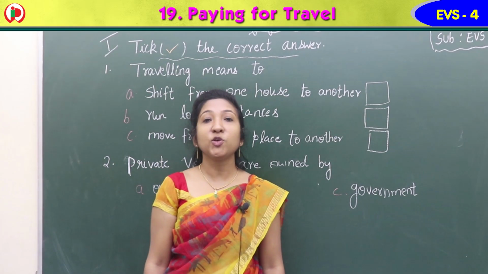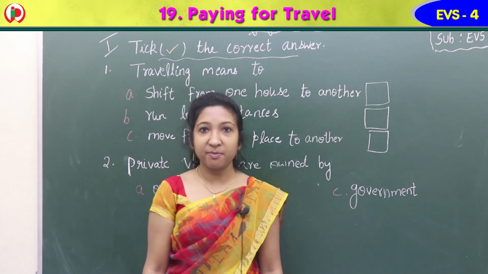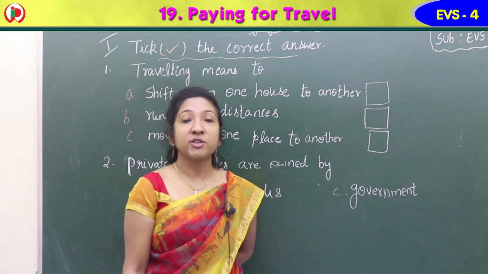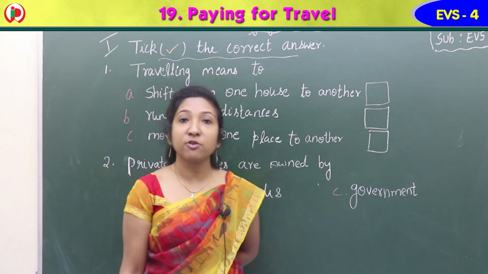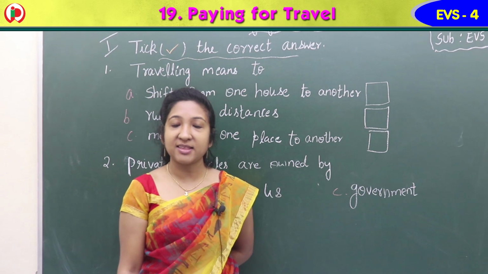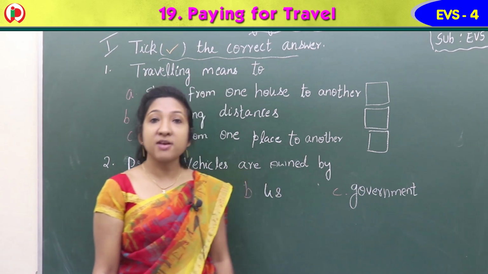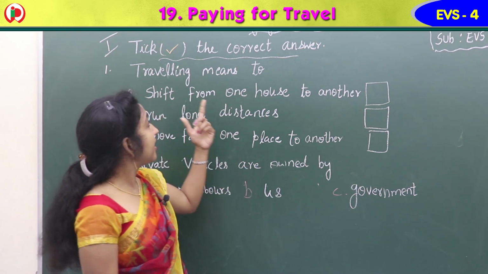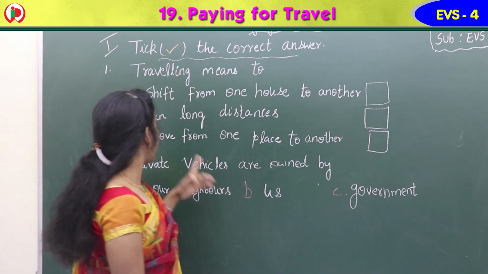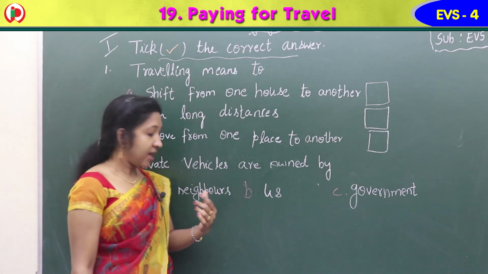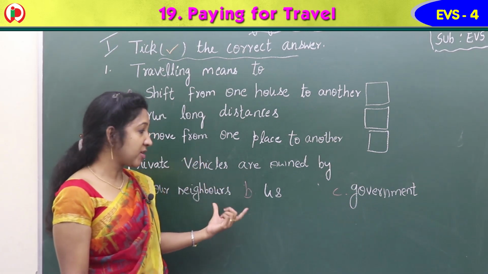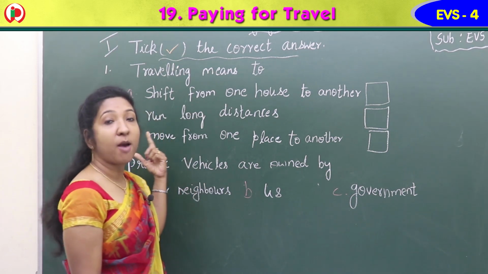Yes, children. So now it's exercise time. Exercises are there in your workbook for Lesson 19, Paint for Travel. So let's do the exercise in the workbook. The first exercise in the workbook is tick the correct answer. There are two questions for that, and you have to read the questions and options. Three options are given: option A, option B, option C.